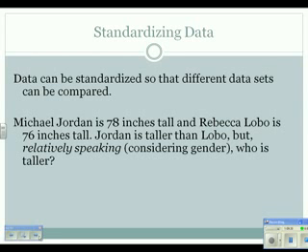So remember that being 3 standard deviations or more away from the mean is going to be extremely rare, especially with normally distributed data, because only 3 in 1,000 would be outside of the 3 standard deviations. Here we have Michael Jordan and Rebecca Lobo, so we could probably expect both of them to be extremely and unusually tall, but we want to know who's taller. Well, clearly, Michael Jordan is 2 inches taller than Rebecca Lobo because he's 78 inches tall and Rebecca Lobo is 76 inches tall. But, relatively speaking, who is going to be the taller of the two when we consider gender?